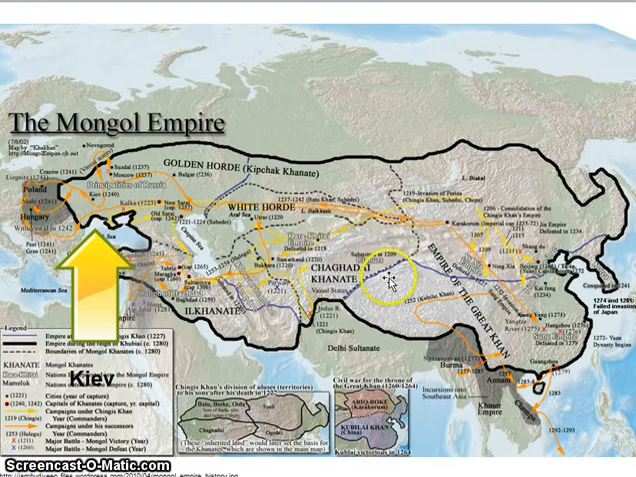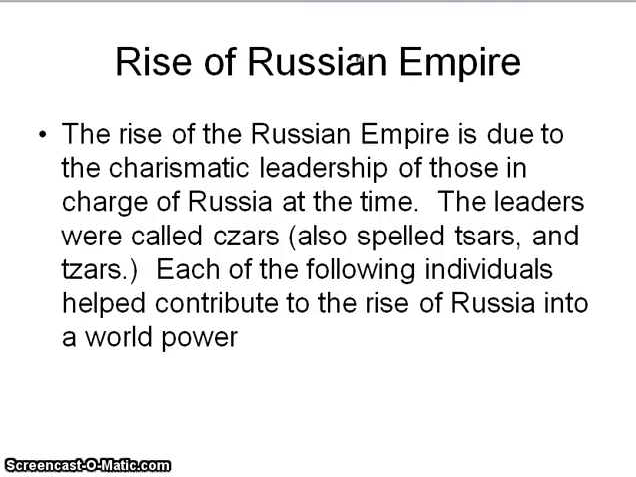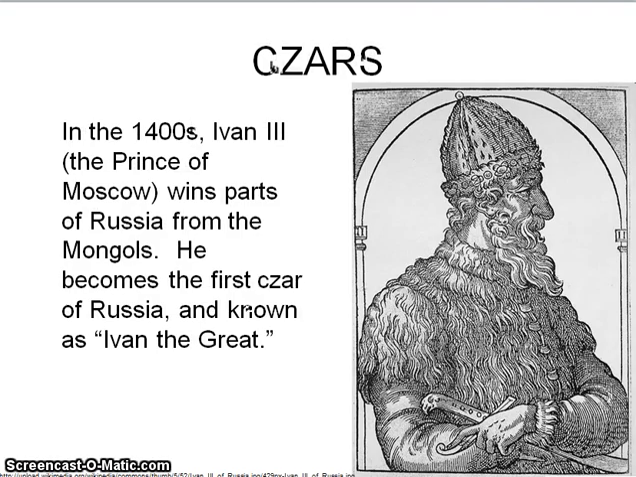How Kiev lost its significance because it's way over here. Since it's way over there, kind of on the outskirts of the Mongol Empire, it doesn't have the same influence. The importance is kind of the center, the heart of the Mongol Empire. And the rise of the Russian Empire really can be tied to the leadership.